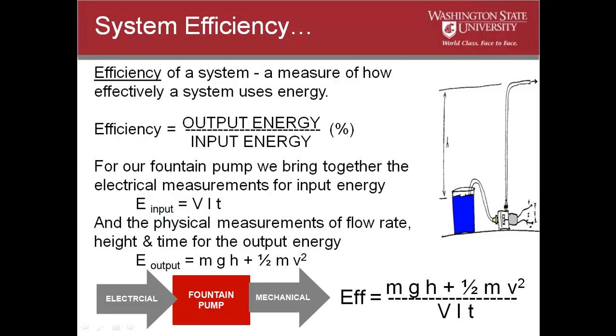For our system, we'll bring together the electrical energy provided to the pump as the input energy, the product of voltage, current, and time. The output energy is a combination of the potential and kinetic energy of the water as it leaves the elevated tubing. Mass times gravity times height, plus the kinetic energy at 1/2 mv squared. Our experiments will apply these concepts as we change the exit height of the tube and compare the results.